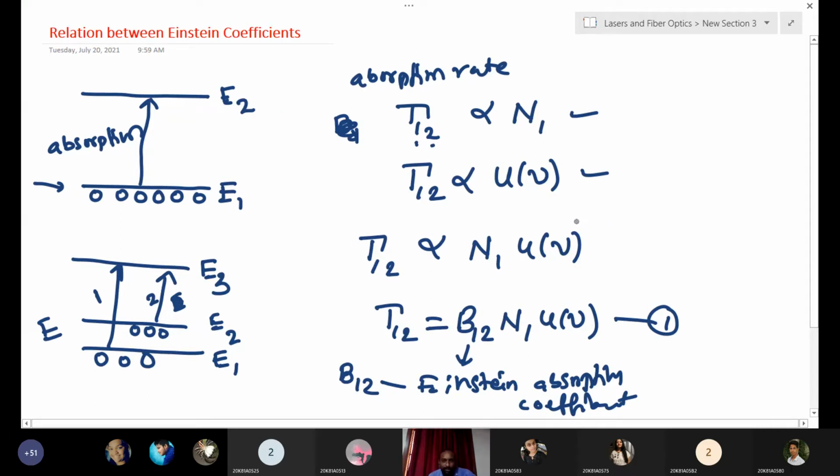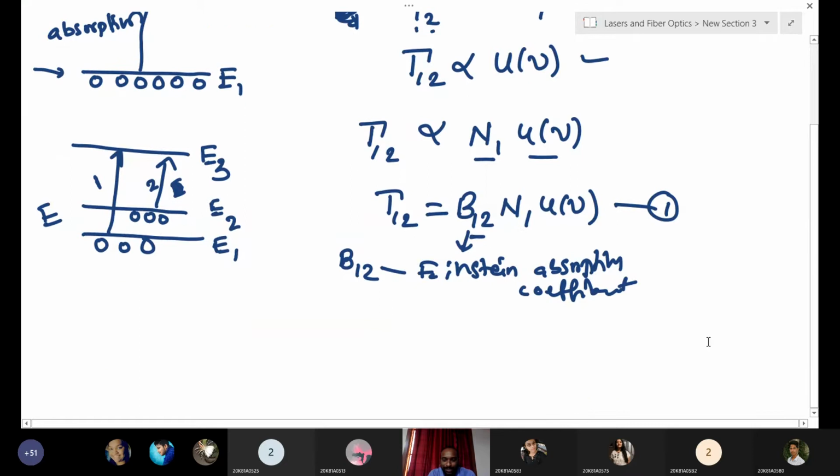That's why we write the absorption rate as proportional to the number of particles, N1, the number of particles in the ground state, and also the energy density. If you remove the proportionality, you can write B12. This is the proportionality constant, which we call the Einstein absorption coefficient. Let's take this as equation 1. The absorption process is done. Next we will go to the emission process.